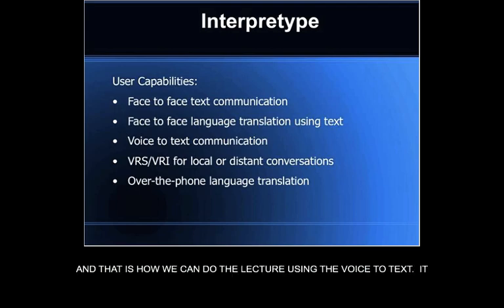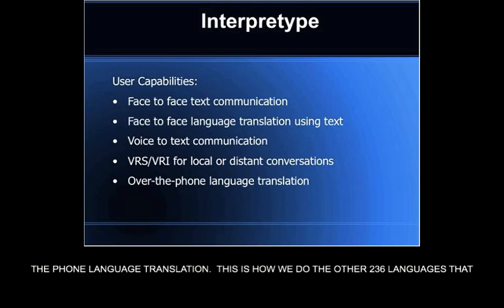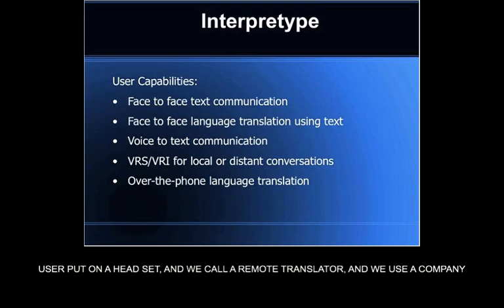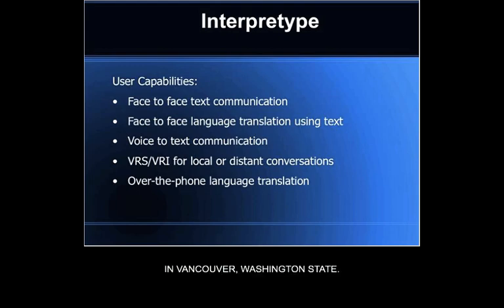It can be used for VRS and VRI, so that deaf individuals can place calls for local or distant conversations. And then, last but not least, over-the-phone language translation. This is how we do the other 236 languages that we offer, or 238 languages. All we need to do is have each user put on a headset. We call a remote translator, which we use a company in Vancouver, Washington State, connect to that translator, and they will translate any of 240 languages and find you a translator in less than a minute. So that's how we accommodate all the other languages. We only do Spanish and French in text.